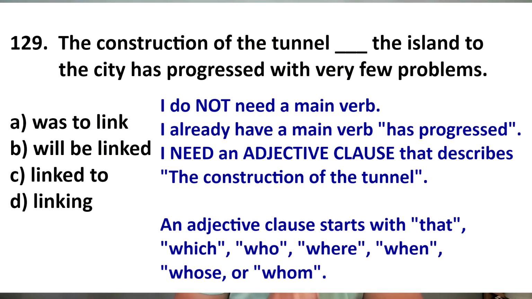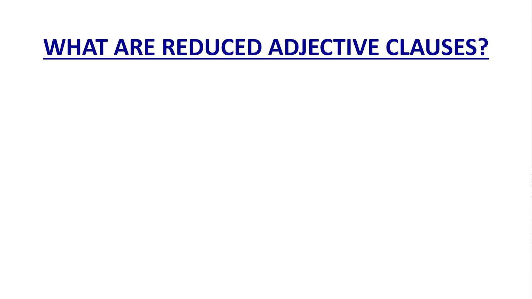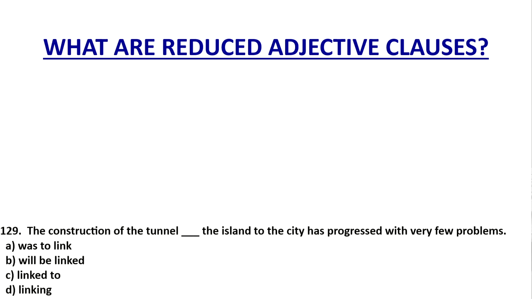So at this point, I know I need an adjective clause. An adjective clause can describe a noun or it can describe a whole idea. An adjective clause usually starts with that, which, who, when, where, whose. However, to get this answer, you need to understand reduced adjective clauses. I'm going to explain them quickly because it's YouTube and people want speed. If you need to review them, go online. So how do we create a reduced adjective clause?